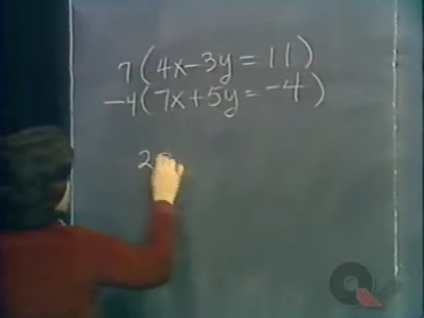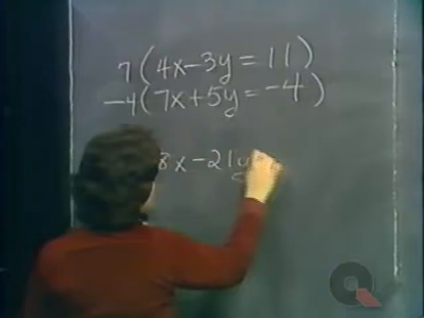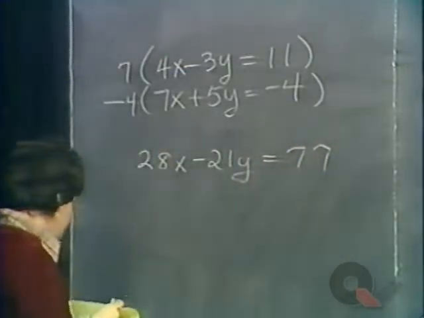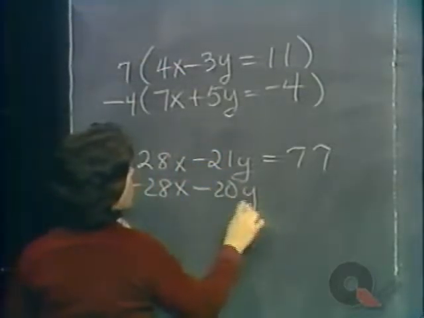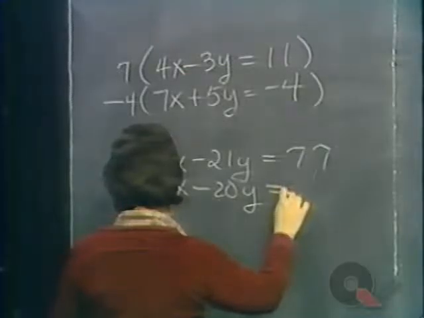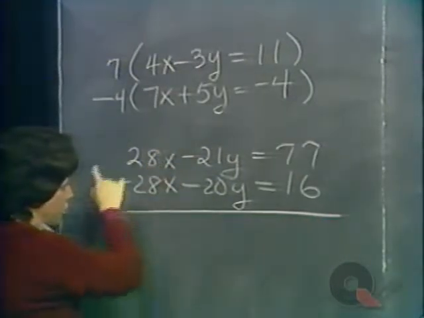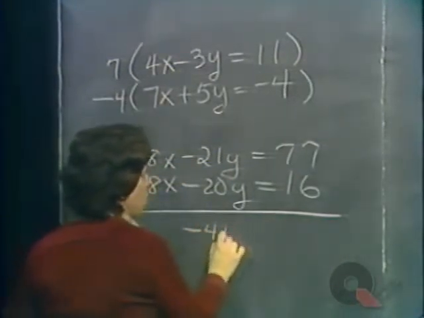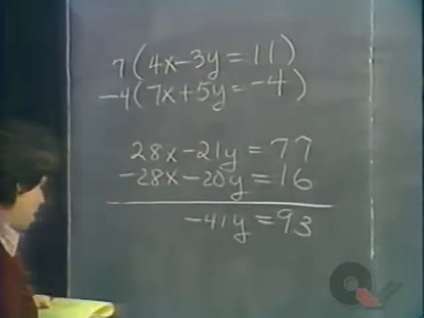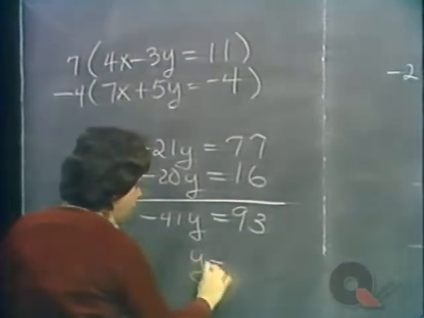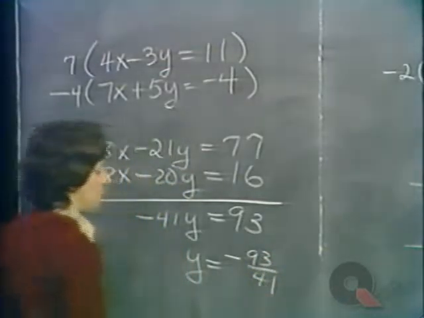7 times 4x, that's 28x, minus 7 times 3y, that's minus 21y, equals 77, minus 28x, minus 20y, equals plus 16. Adding both equations, the x's drop out. We have here minus 41y equals 77 minus 16 is 93... Therefore, dividing both sides by minus 41, y is minus 93 over 41.